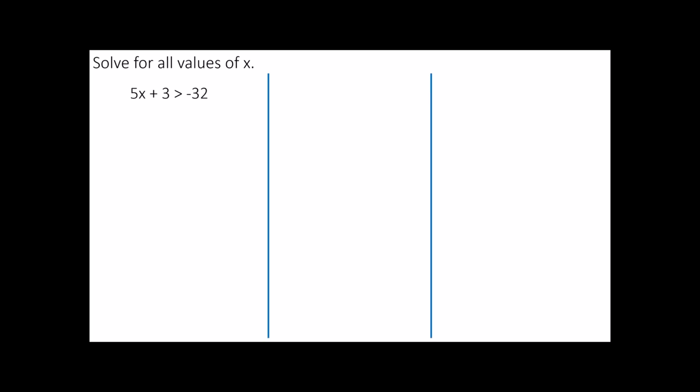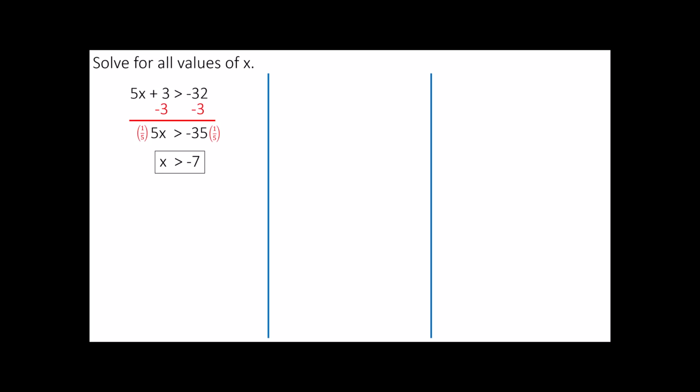So let's look at a few examples. I'll try and make this as quick and painless as possible because most of this we already should understand. If I have 5x plus 3 is greater than negative 32, I'm still going to solve this exactly like I solved it when I was solving equations. How do I get rid of the plus 3? Subtract 3 from both sides. How do I get rid of the times 5? I either divide by 5 or multiply by 1/5, leaving us with x is greater than negative 7.